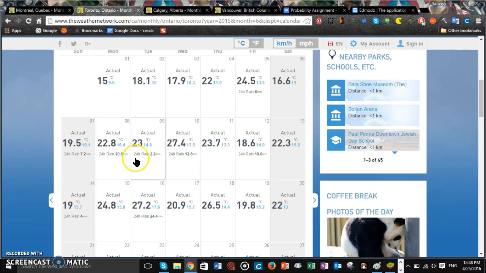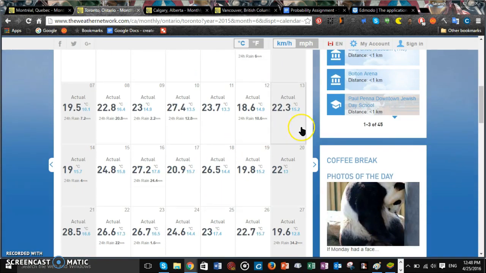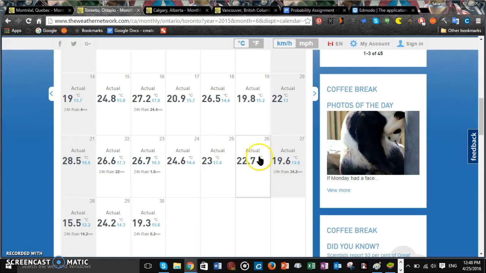8th it rained, 9th it rained, 10th it rained, 11th it did not rain, but then on the 10th and 12th it rained, and that's not 3 consecutive days anyways. So 13th it did not rain, 14th it rained, 15th it did not rain, and 16th it rained. But that's not 3 consecutive days, and on 14th and 16th it rained. 17, 18, 19 it did not rain, so that's 2 consecutive groups.